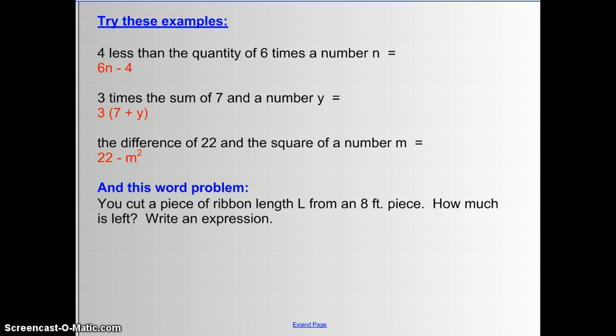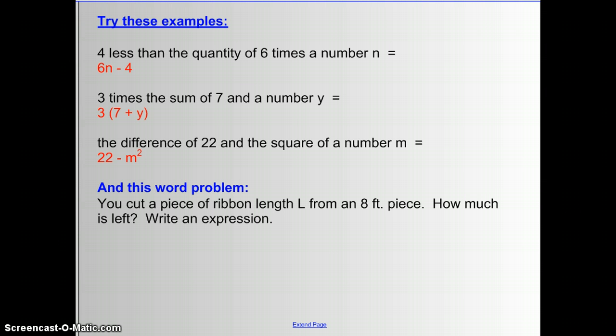The difference of 22 and the square of a number m. Remember, when you have difference of with two numbers, the first one that's mentioned always comes first in the subtraction. So this is going to be 22 minus the square of a number m, which is m squared. So 22 minus m squared.